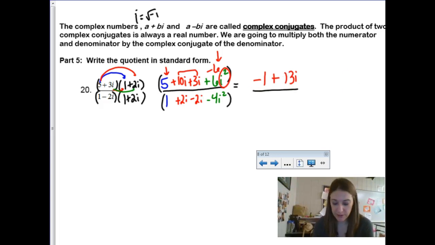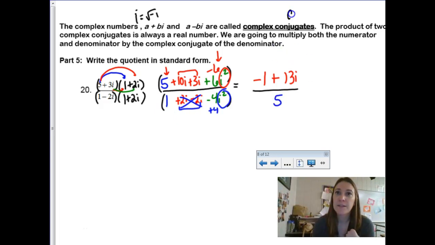Now my denominator is a different story. I have a 1. The plus 2i and the minus 2i are going to cancel out, so they're gone. And then remember, i squared is negative 1. So this is negative 4 times negative 1. This is just a positive 4. So remember, last time we multiplied conjugates together, they just ended up giving me a real number. Like in that example, it was 45. Well, this time it's 1 plus 4, which is 5.